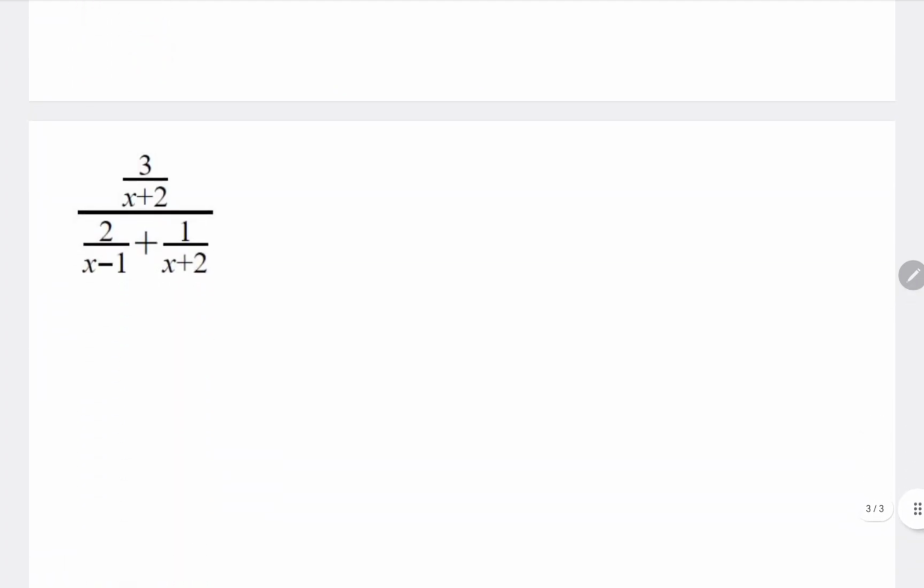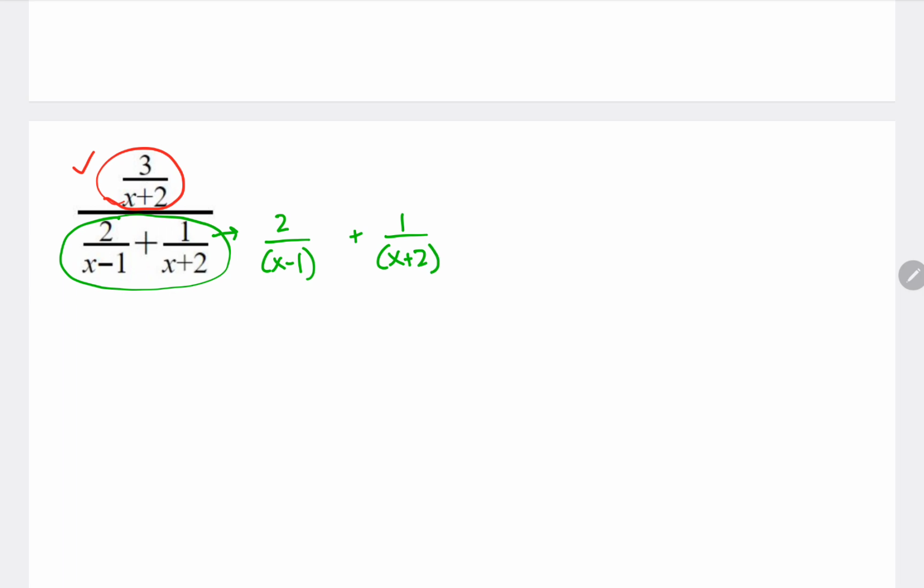Let's do one more problem. So this one, my numerator is already written as one fraction. We're good there. But in our denominator, we need to add those two fractions together before the denominator is simplified. So let me rewrite this. I have 2 over x minus 1 plus 1 over x plus 2.